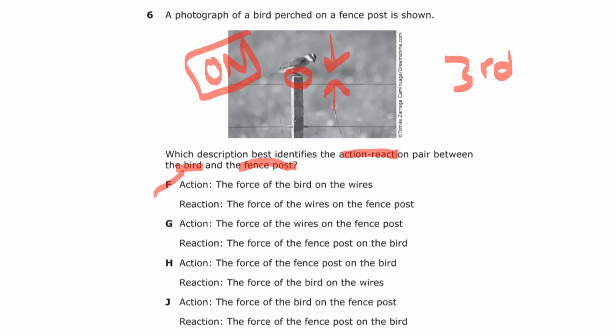G, the force of the wires on the fence post, and then the reaction is the force of the fence post on the bird. We're not touching the wires, so I don't know why I keep saying wires. That's wrong. H, the force of the fence post on the bird, and the reaction is the force of the bird on the wires. Again, we're talking wires. That's not necessarily what we're looking for. And then our last one, the action is the force of the bird on the fence post. The reaction is the force of the fence post on the bird. Well, there we go. We're touching the post right here. That's why we circle that. That's the point of contact. The only answer that makes any sense has to be J.